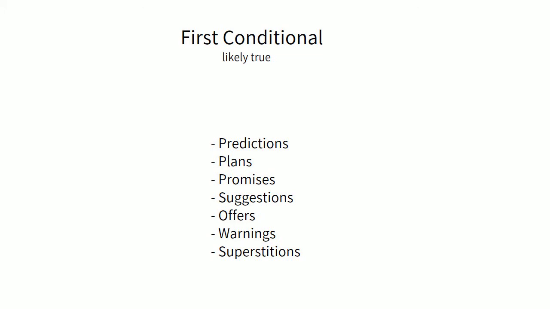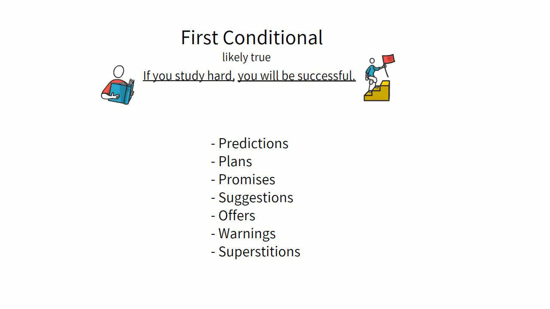Let's look at an example. If you study hard, you will be successful. Notice there are two clauses. The first clause, if you study hard, and the second clause, you will be successful. This sentence also has the word if. Let's look at the sentence structure in a formula.